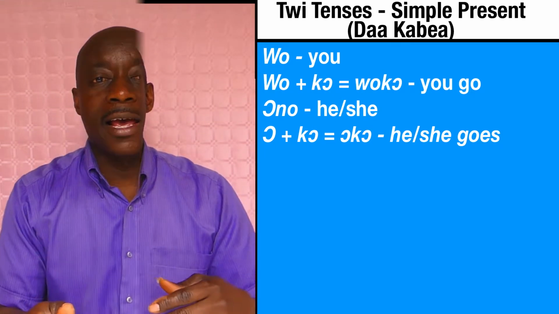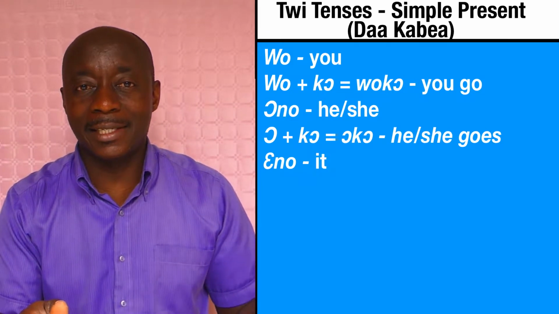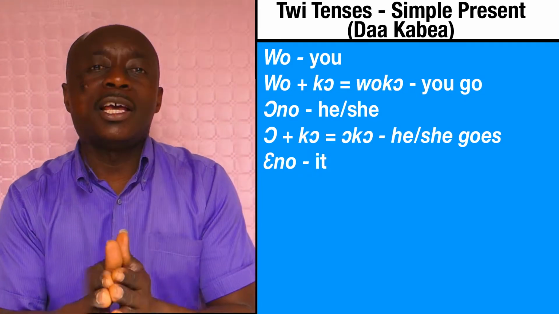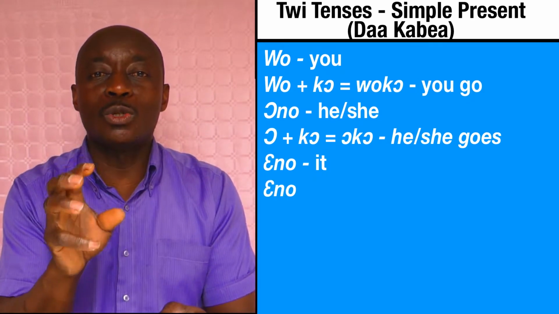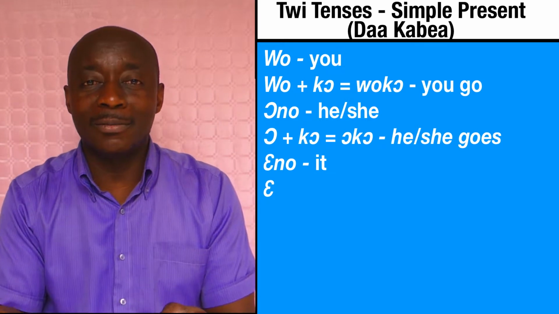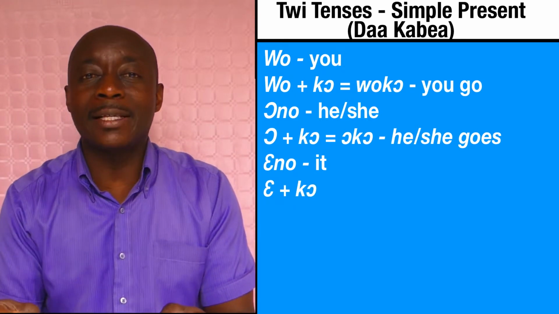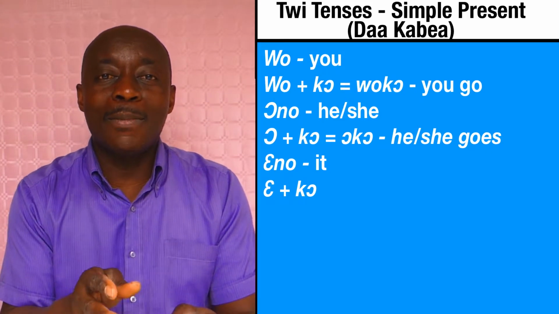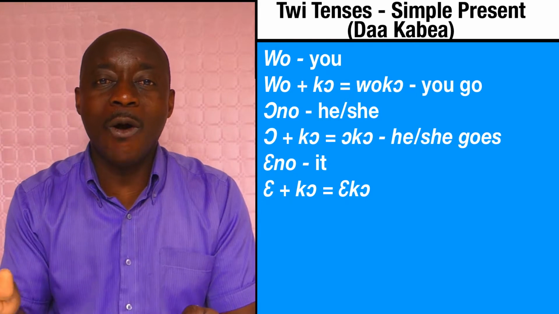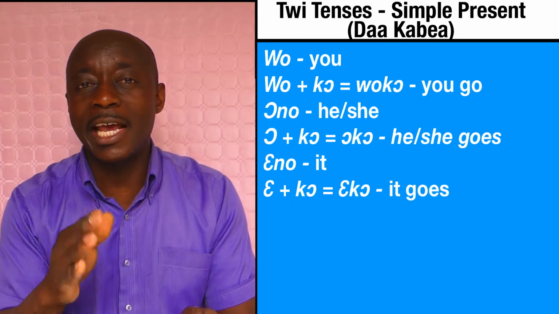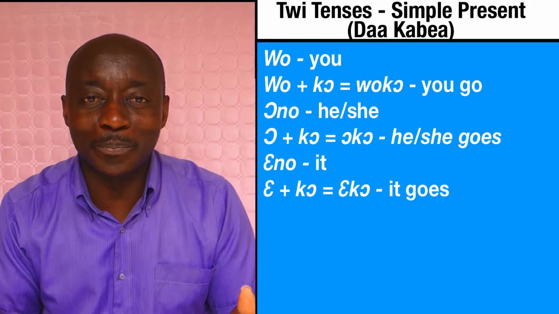Let's take eno. That is it. If you want to say it goes, eno, as you also know, will lose the no, and we'll get only the e, and we'll add the verb to it. So eno plus ko will get what? Eko, and that is it goes. This is also in the simple present tense.